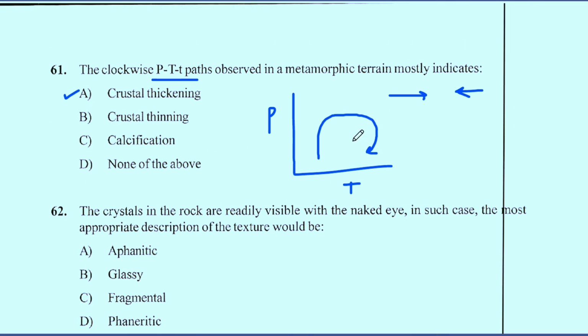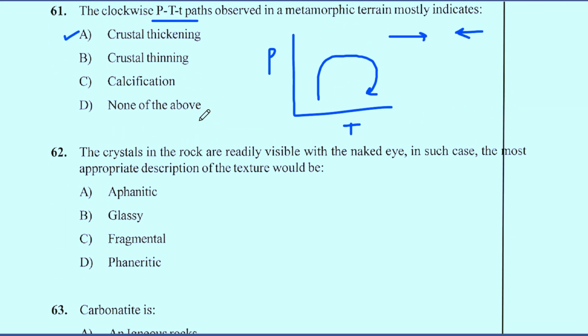Next, this is a prograde path. Retrograde movement is also there. If you need more detail on this topic separately, just mention it in the comment box. I will try to make a video on this. It is an interesting topic for other exams too, because it is a little difficult also.